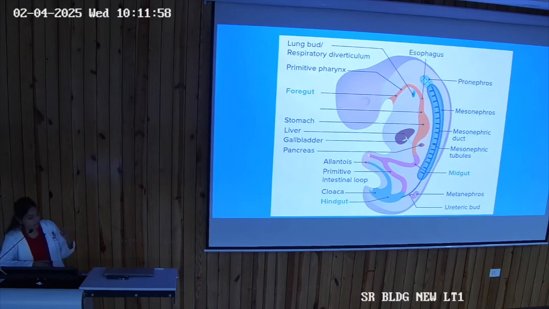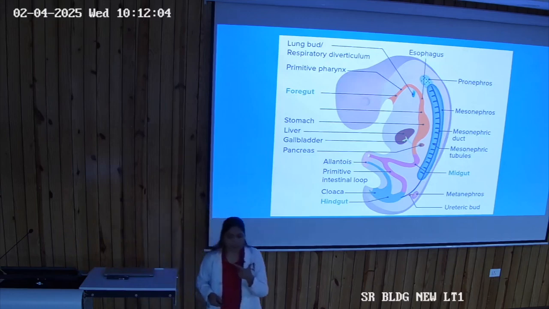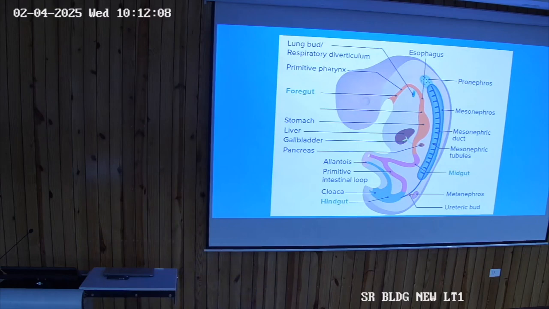Mesonephros is going to form in the thoracic region and in the upper lumbar region. Now this mesonephros, again, is going to have a duct. So this pronephros, having a pronephric duct, regresses in the cervical part. Its lower part is going to open into the cloaca.